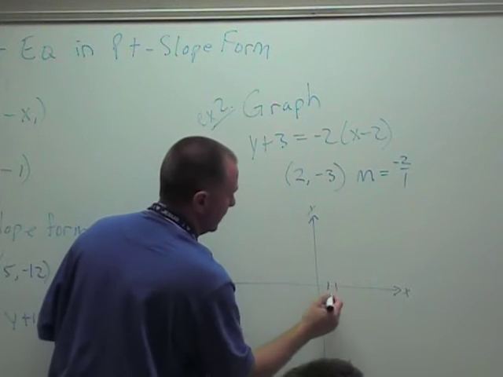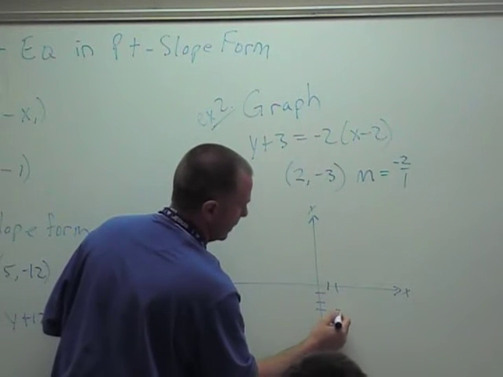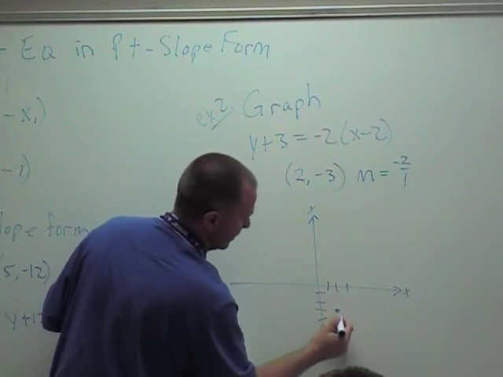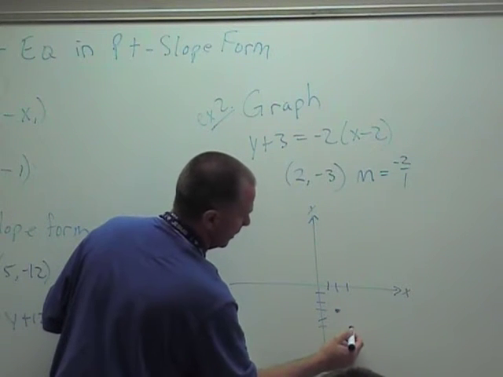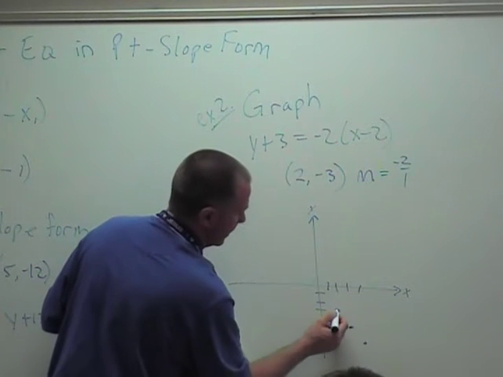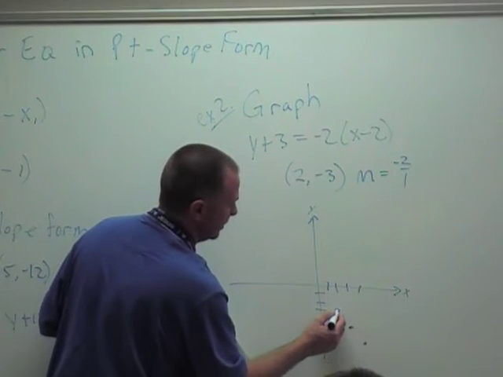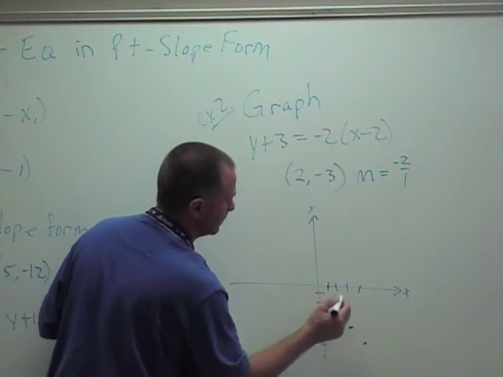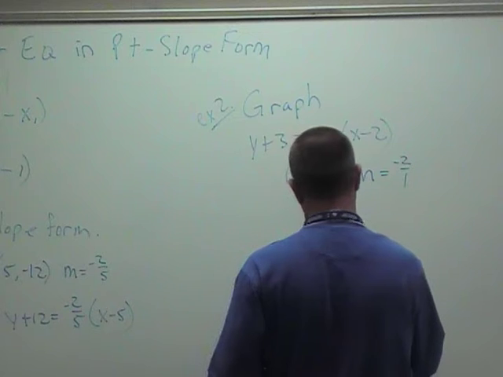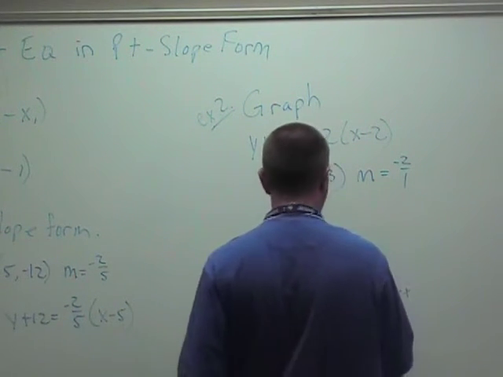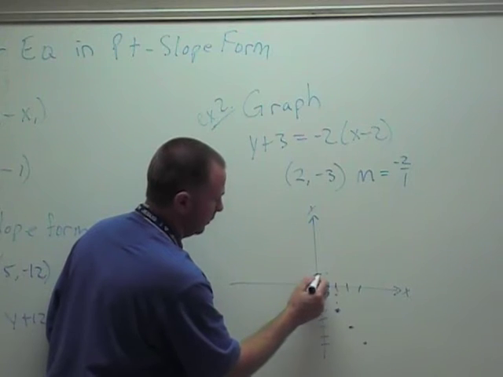So 2, negative 3 is right here. I'm going to rise negative 2, that means I go down 2, and run 1. So down 2 and over 1. I keep going. I go down 2 more and over 1 more. I can go the opposite way. I can go up 2 and over 1. That's not right. That's right. Yeah, up 2, over 1. There. Up 2 more, and over 1.